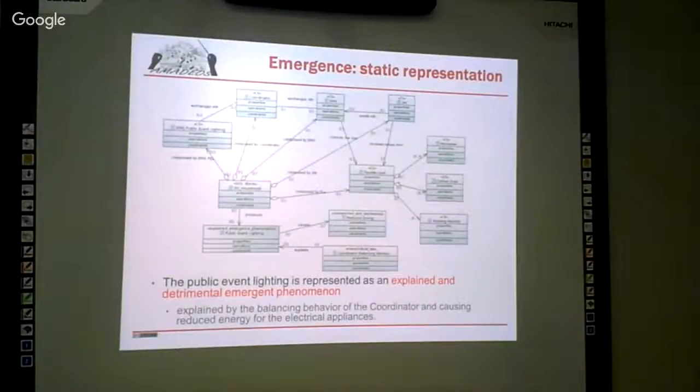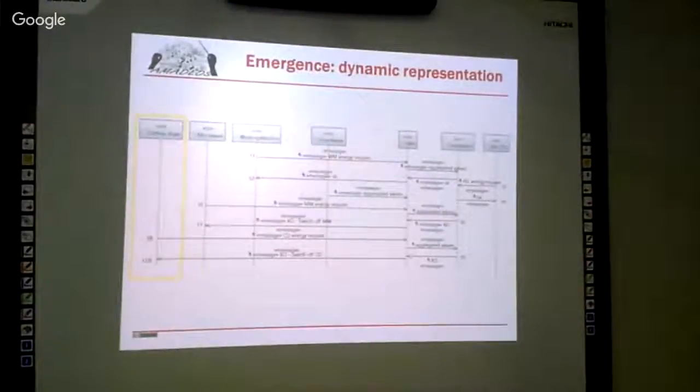A static representation of the emergence, and a dynamic one. You see that when we go to dynamic behavior, we follow the message flow on these things.